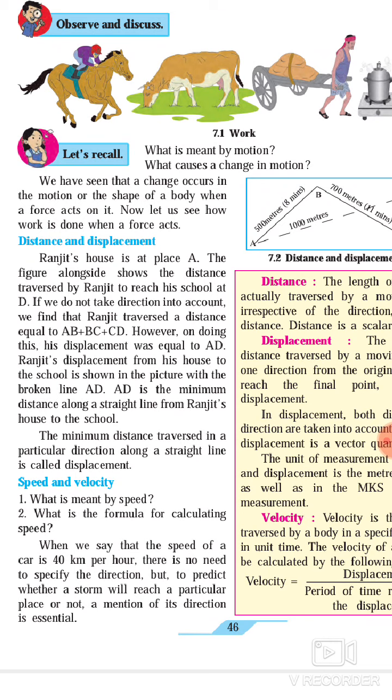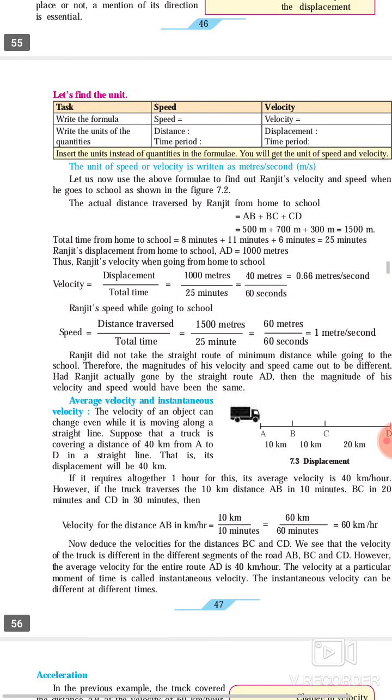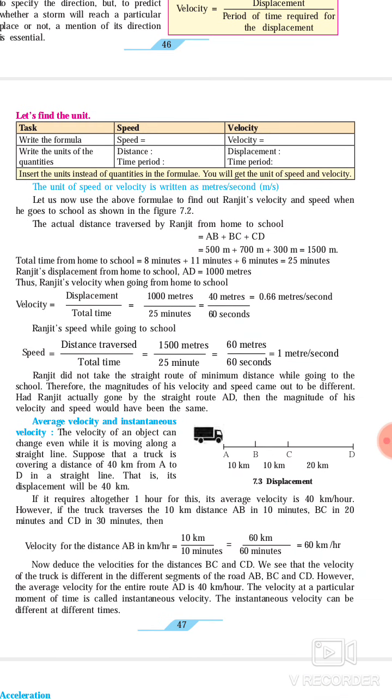Now, when we say that the speed of a car is 40 km per hour, there is no need to specify the direction. But to predict whether a storm will reach a particular place or not, mention of its direction is needed. Whenever we do not mention the direction, we just give the speed. For example, 40 kilometers, 60 kilometers, 70 kilometers. This is the speed. But if I say 40 kilometers in the north direction, then it is called the velocity. The unit of speed and velocity is written as meter per second. The unit for speed and velocity both is the same, that is meter per second.